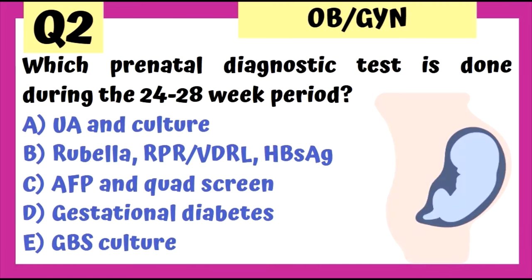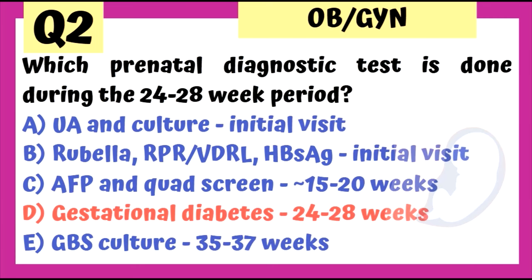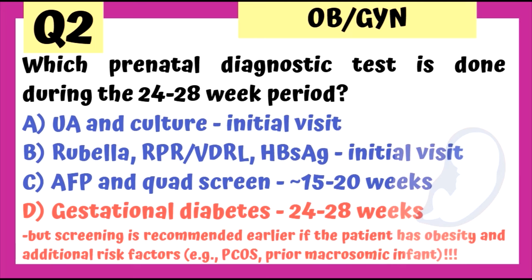Question number 2, which prenatal diagnostic test is done during the 24 to 28 week period? Of these choices, the answer is gestational diabetes. This is generally done during the 24 to 28 week period, and you can take a look at the other choices to see when those tests are done. Now, gestational diabetes, even though it's generally done during the 24 to 28 week period, screening is recommended earlier if the patient has obesity and additional risk factors, such as PCOS or a prior macrosomic infant.